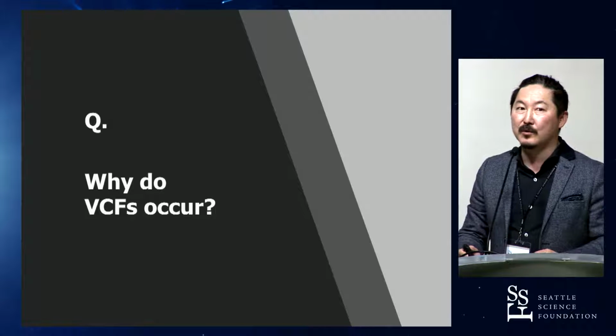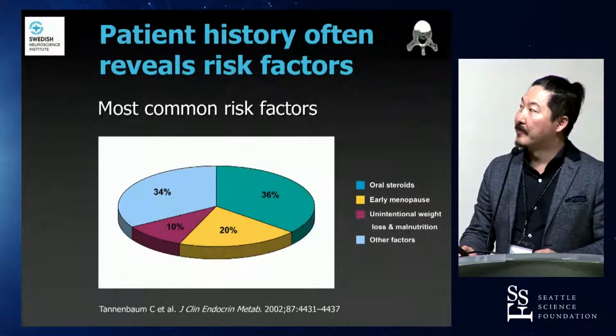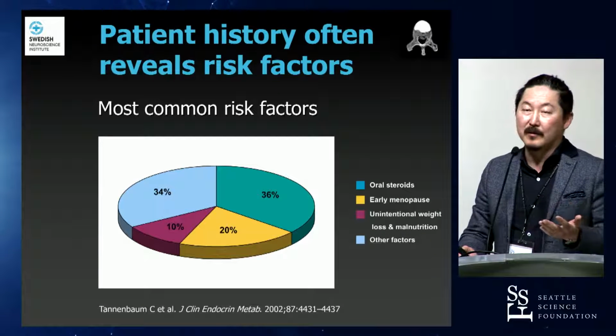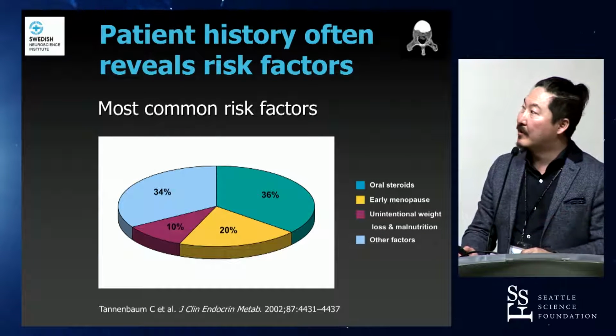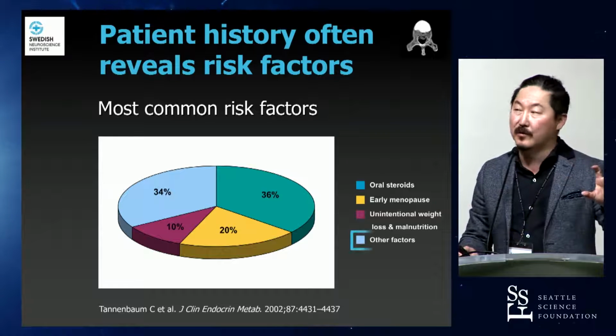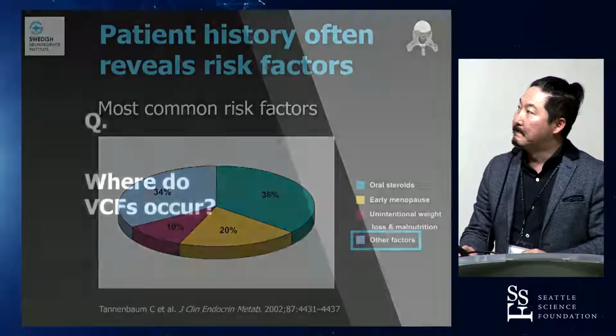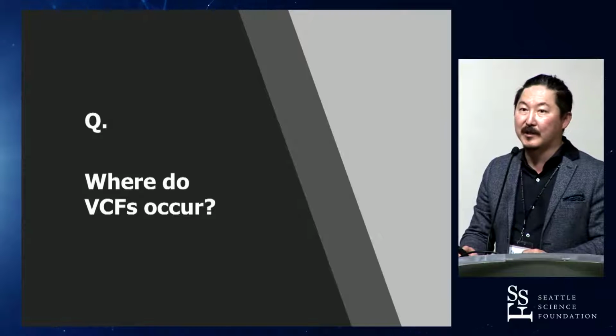So why do these compression fractures occur? The largest reason is oral steroids. Early menopause is the second, and then unintentional weight loss and malnutrition. The other factors also include tumors as well. And where do these fractures typically occur?